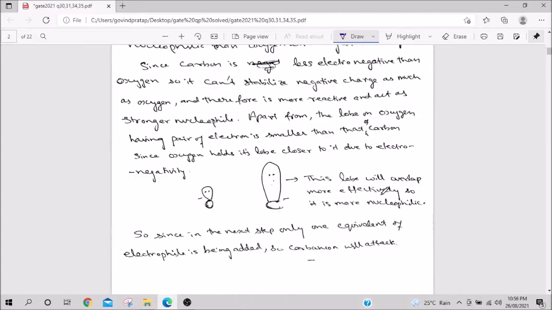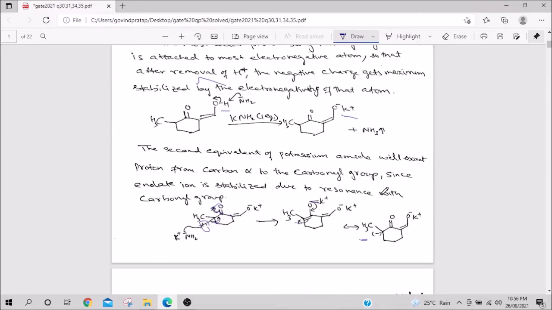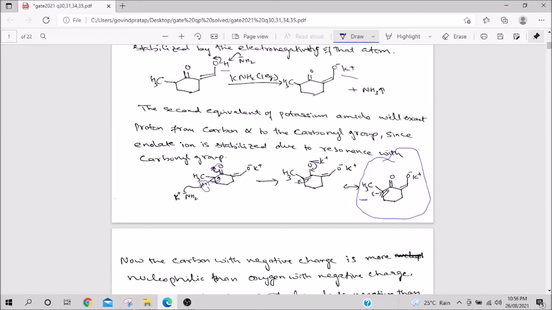Now, what they are saying next, they are adding butyl bromide. So, you are having this. So, butyl bromide is there. So, remember only one equivalent of butyl bromide is there. So, one of them will react. Which one you think will be more reactive, this atom or this atom? In this atom, oxygen is having negative charge, whereas this atom, carbon, is having negative charge.